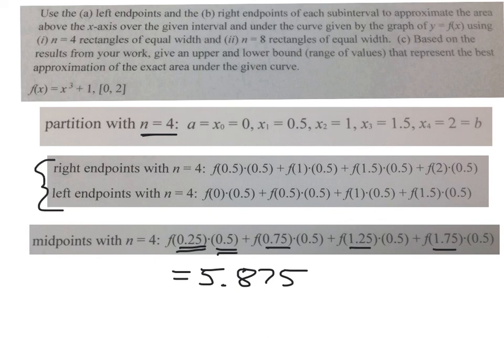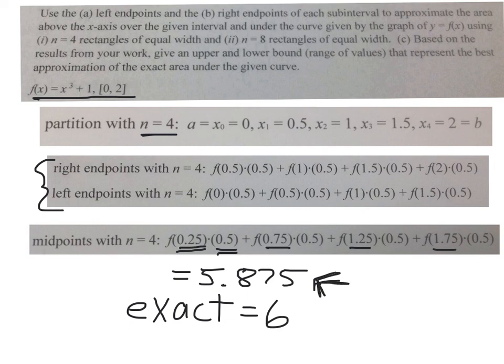But I did go ahead and calculate the exact value of this area, and the exact value is actually equal to 6. Okay, so as we said, this is much closer than the left endpoints or right endpoints. But again, we don't know whether that's an overestimate or an underestimate unless we know the exact value, and then we can tell. But yeah, question.